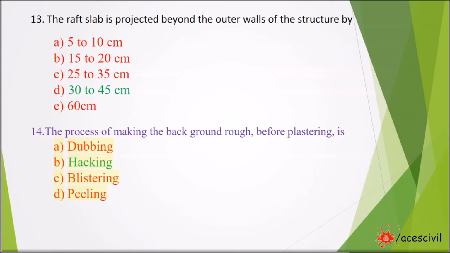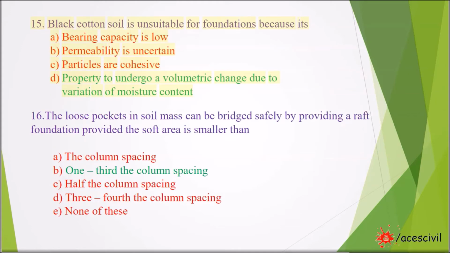15. Black cotton soil is unsuitable for foundations because its: a. Bearing capacity is low. b. Permeability is uncertain. c. Particles are cohesive. d. Property to undergo a volumetric change due to variation of moisture content.